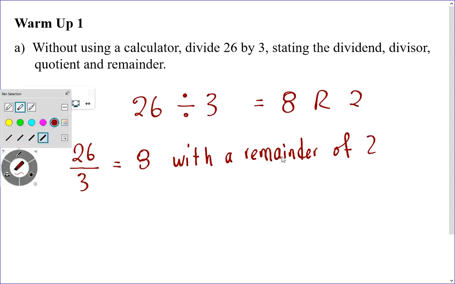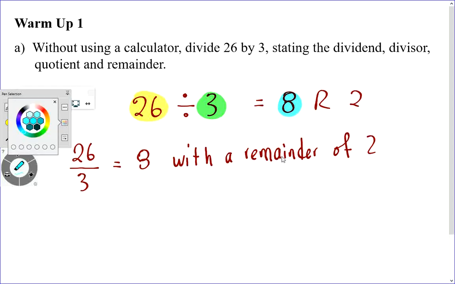We have 4 numbers. We have the 26, we have the 3, we have the 8, and we have the 2, right? First of all, what are those things called? Well, 3 is called the divisor.